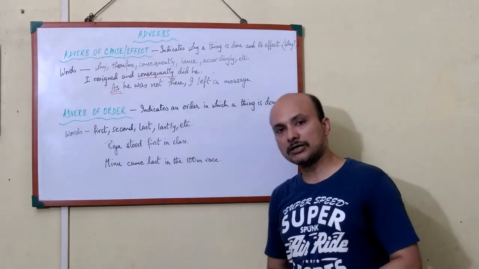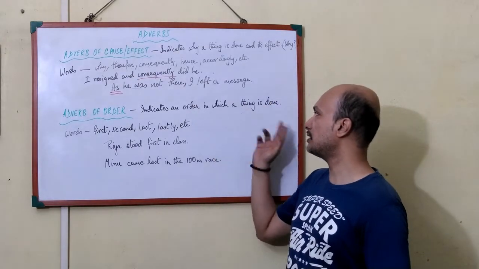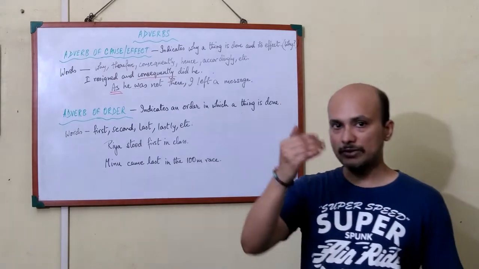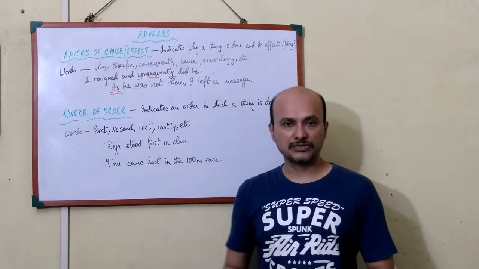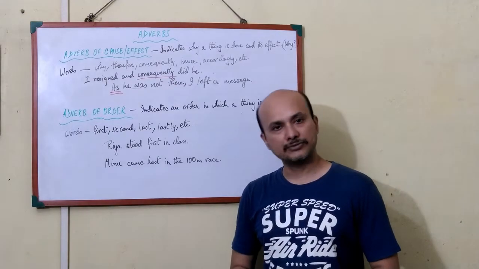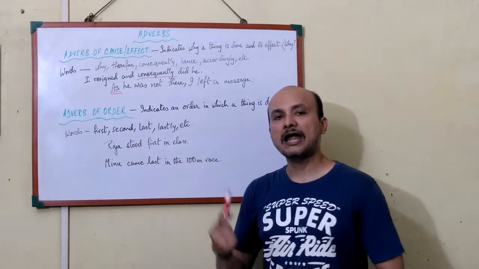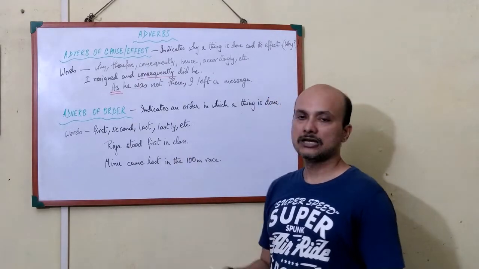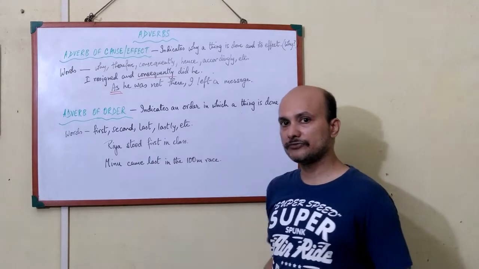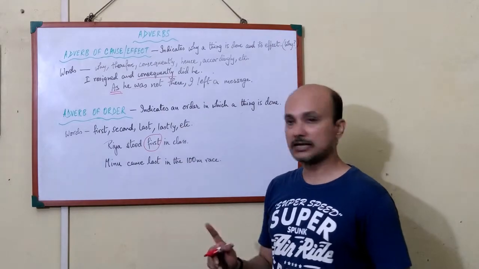Moving on to adverb of order. Here we are dealing with numbers serially 1, 2, 3, 4. It indicates an order in which a thing is done sequentially, one by one after the other, or in terms of position. Words like first, second, last, lastly, all these are adverbs of order. For example, Ria stood first in the class. Which position? Which order? 1, 2, 3, 4. Which position? First. So she came first in class.